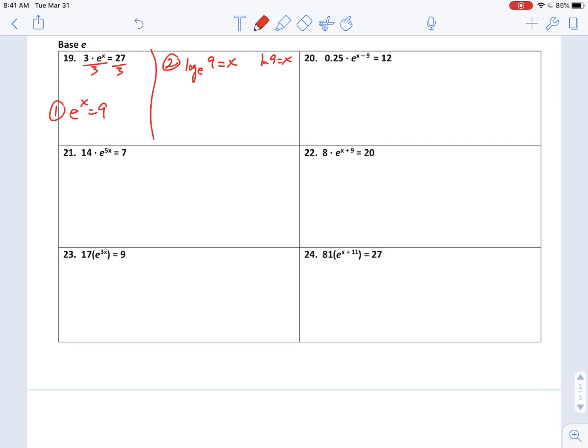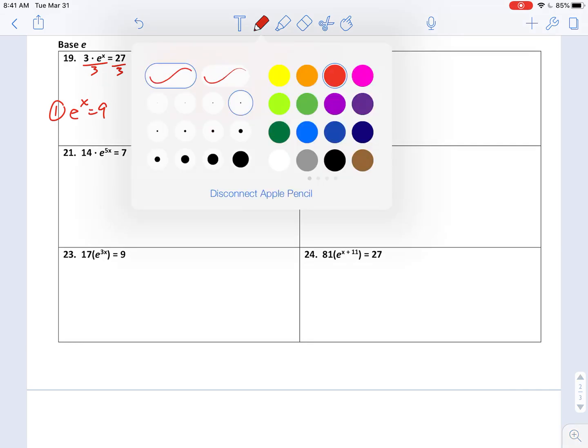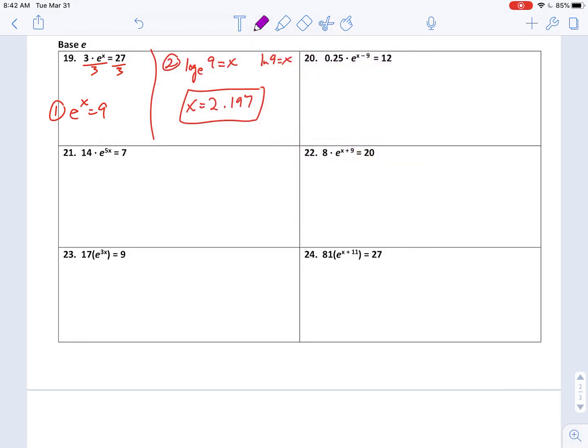And you can do that in your calculator. So there's an ln button somewhere in your calculator, I'm sure. And x would be 2.197.